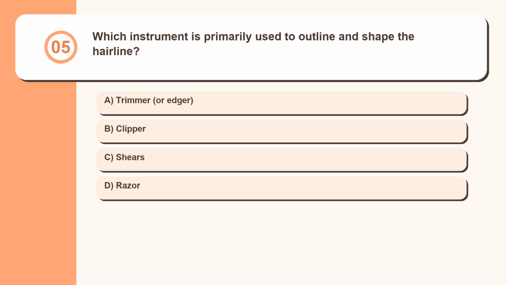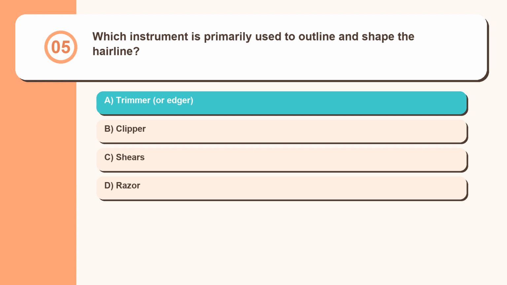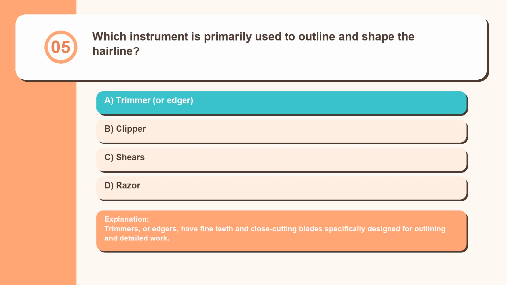Question 5. Which instrument is primarily used to outline and shape the hairline? Trimmer or edger, clipper, shears, razor. Trimmers, or edgers, have fine teeth and close-cutting blades specifically designed for outlining and detailed work.